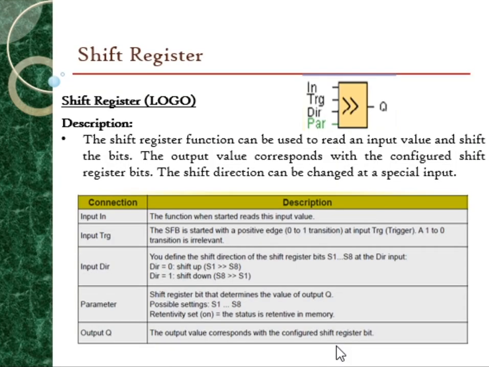So here is the shift register that you're going to use in the LOGO. It has three inputs here: In, Trigger and Direction. And then it has a parameter, which you can define in the LOGO. The shift register in the LOGO will read the input value and then shift the bits. The output value corresponds with the configured shift register bit, either for a right register or a left register. The shift direction can be changed at a special input.